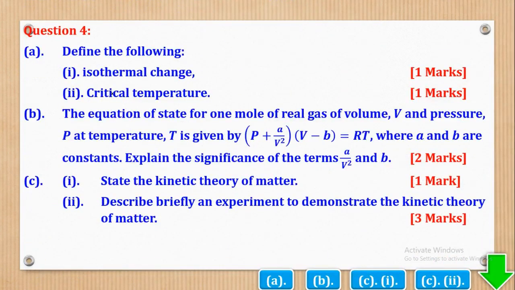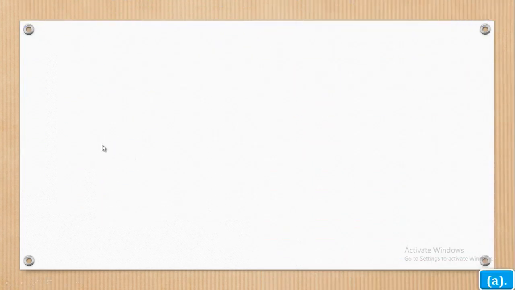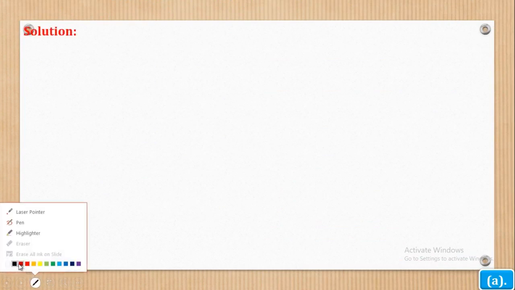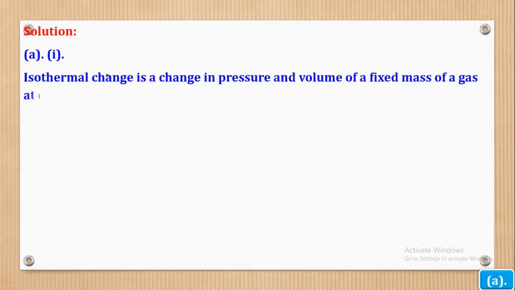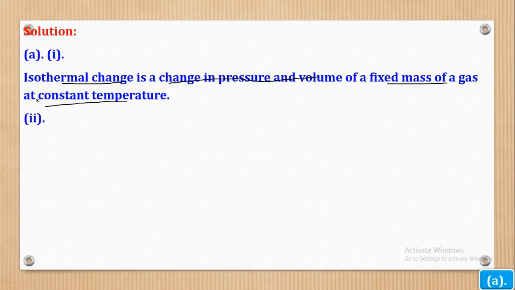So that was question 3. Now we shall go to question 4. Question 4 part A says define the following: Roman 1, isothermal change, and Roman 2, critical temperature. So for Roman 1, we shall say that isothermal change is a change in pressure and volume of a fixed mass of a gas at constant temperature. So isothermal means temperature is constant.